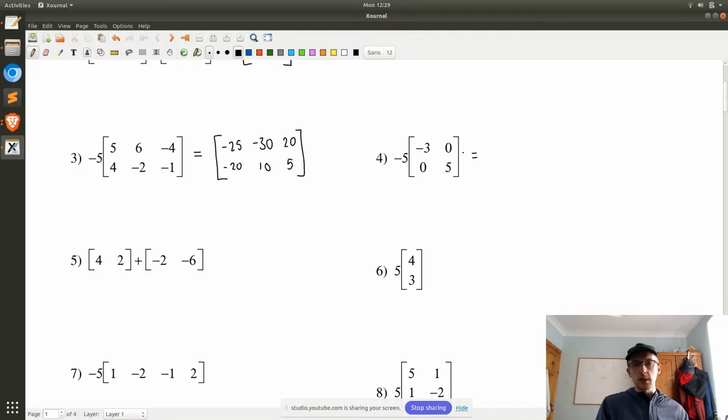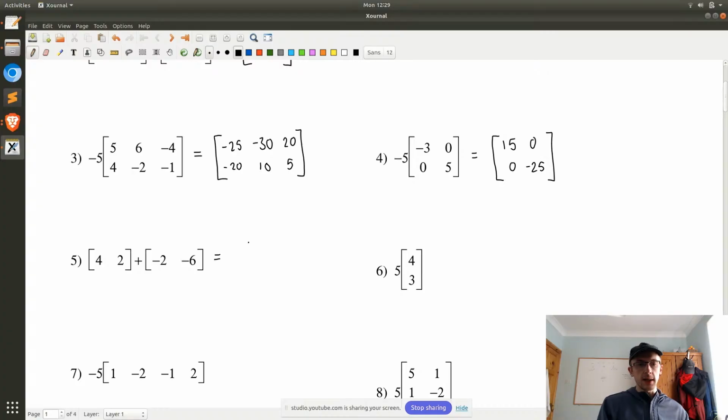Over here we have a 2 by 2 matrix, also called a square matrix of order 2. And we're to scalar multiply by -5. So we do just like we've done before. -3 times -5 is 15. 0 in both of these entries here. And -5 times 5 is -25.